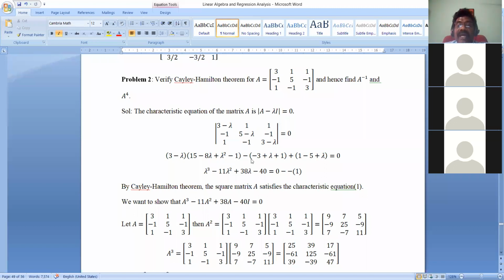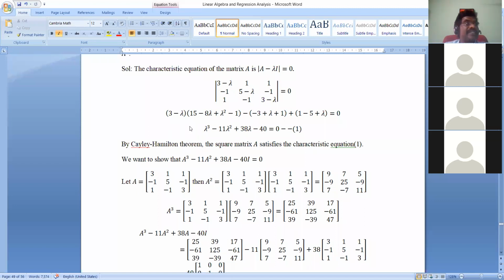Minus 1 minus of minus 1 into minus 3 plus lambda, minus of minus 1, that is plus 1. Next plus 1 into minus of minus 1 plus 1 minus 5 plus lambda equal to 0. Simplifying this, we get lambda cube minus 11 lambda square plus 38 lambda minus 40 equal to 0, treating that as equation 1. Now we want to show that the given matrix satisfies equation 1.